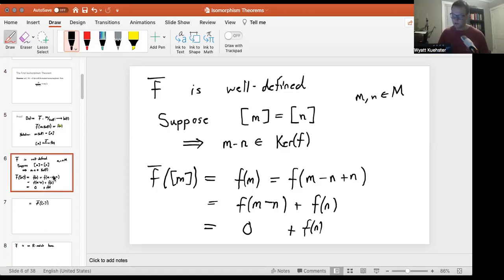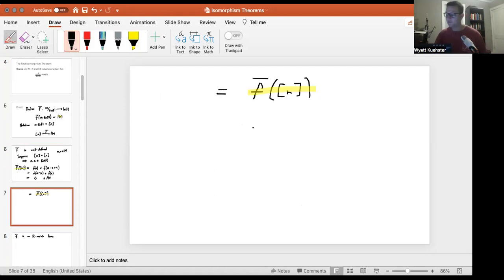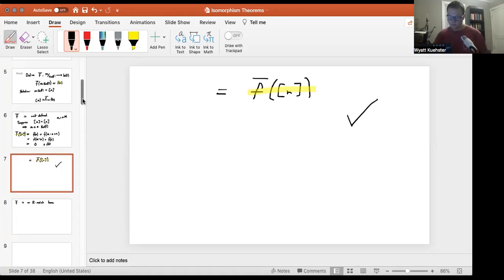And that's what I wanted to show. I wanted to show that f bar of those two elements is the same. So I checked that it's well defined. Done. Okay.